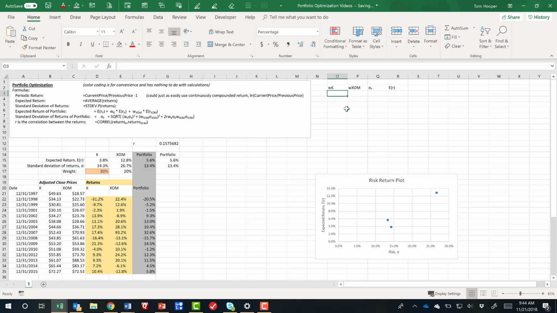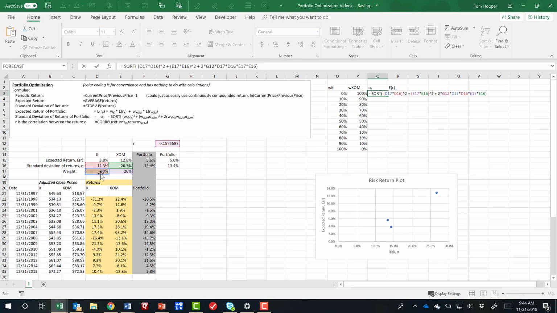So if the weight in Kellogg varies from 0% to 100%, we can calculate the weight in ExxonMobil. We can copy the formula that we used to calculate the risk of the portfolio. And we're going to change the reference to weights to columns O and P. Then we're going to lock the references to anything in columns D, E, and G. And we should be able to copy that down.